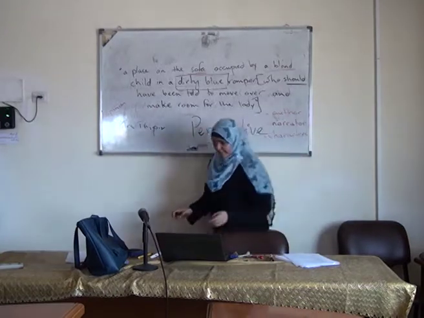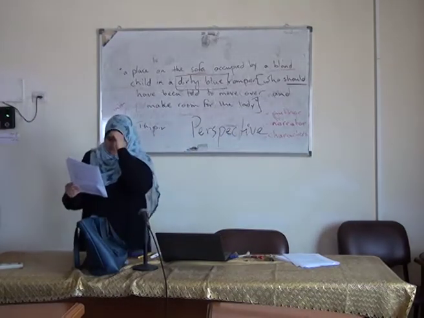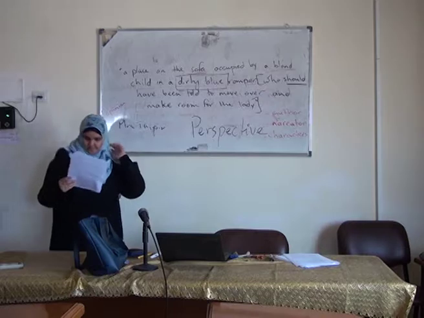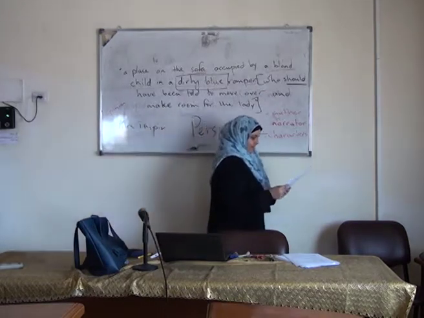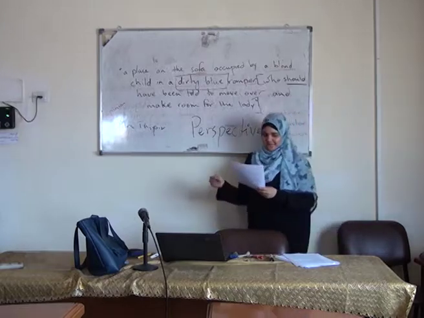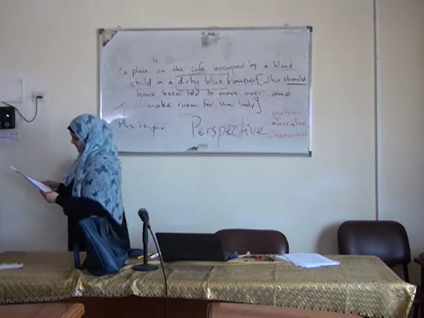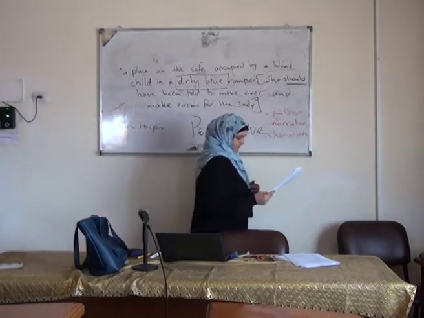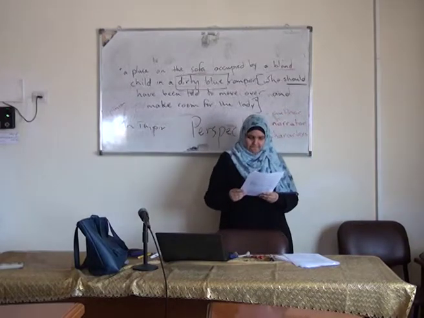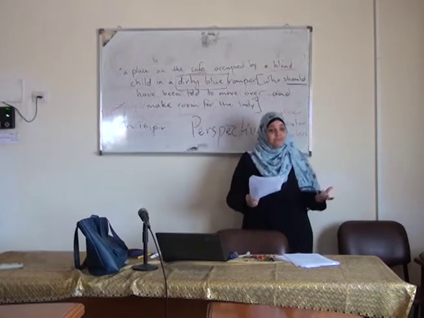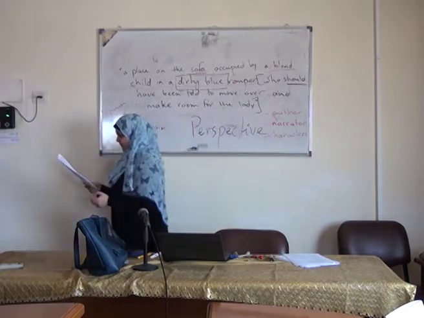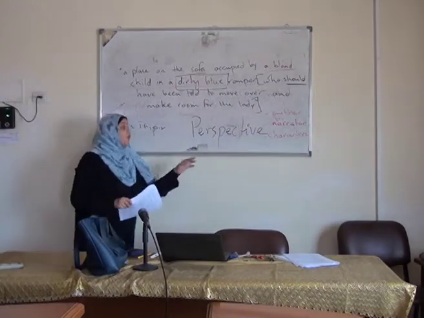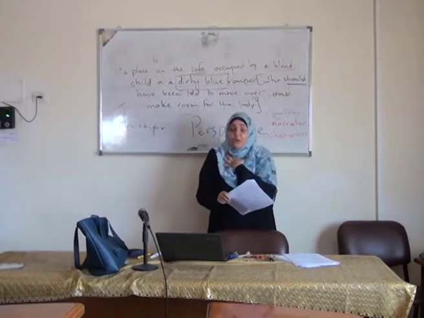Okay. Got that? Not just a child or even a blonde child, but a blonde child in a dirty blue romper who, and this is the kicker, should have been told to move over and make room for the lady. That's interesting. Where are those details coming from? Who says that the child was dirty and should have been told to make room for Mrs. Turpin? The author? The implied author? The third person narrator? Of course not. Who? Yes. The bit about moving over and making room for the lady comes from Mrs. Turpin herself.